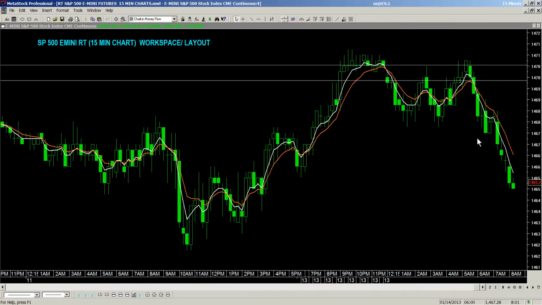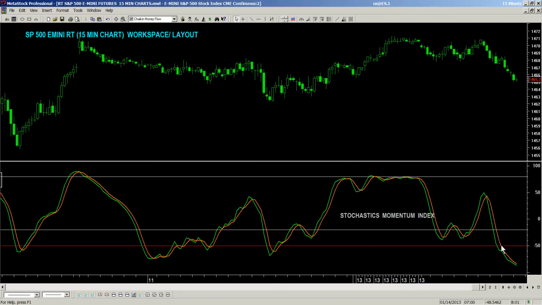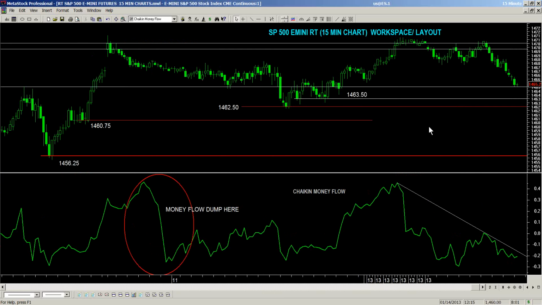Momentum is still in our favor on the 15-minute indicators. The spread on the MAs. Let's look at the spread on the MACD. Excellent. Just starting to bottom out here. Little sideways movement here from Chaikin.